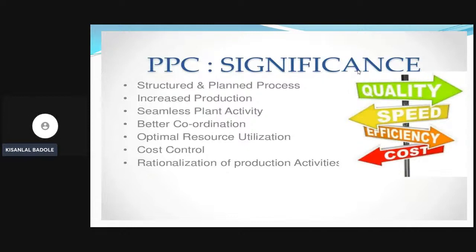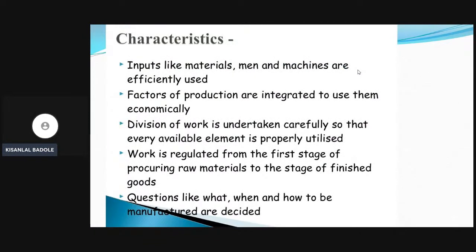This is nothing but seamless plant activity and better coordination. It may be the triple M: man, machine, materials. For optimum resource utilization, all the resources provided for the particular production, from the raw material input to the finished product, you must utilize. Then the cost of the product, and rationalization of the activities. These are the particular characteristics.